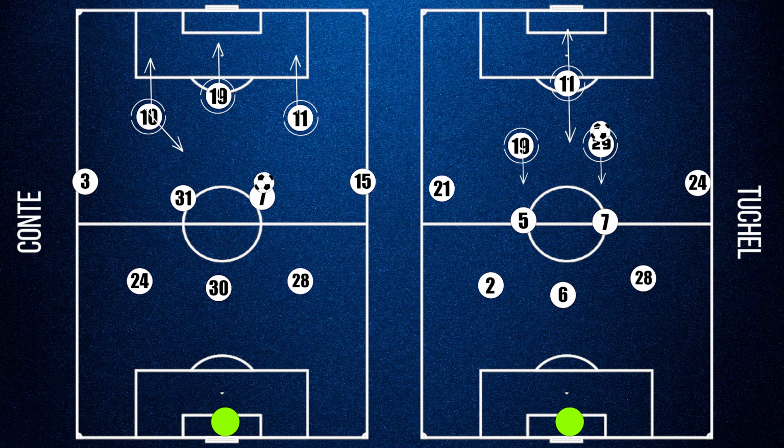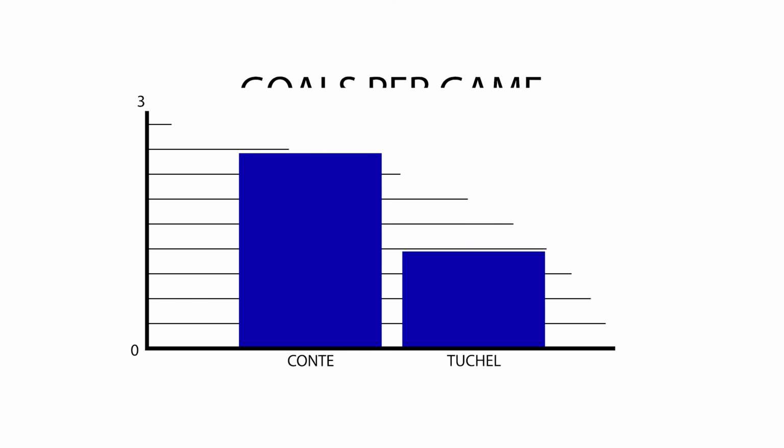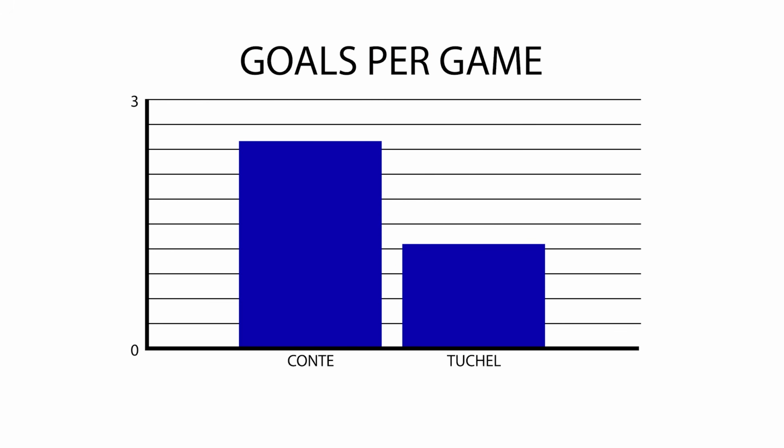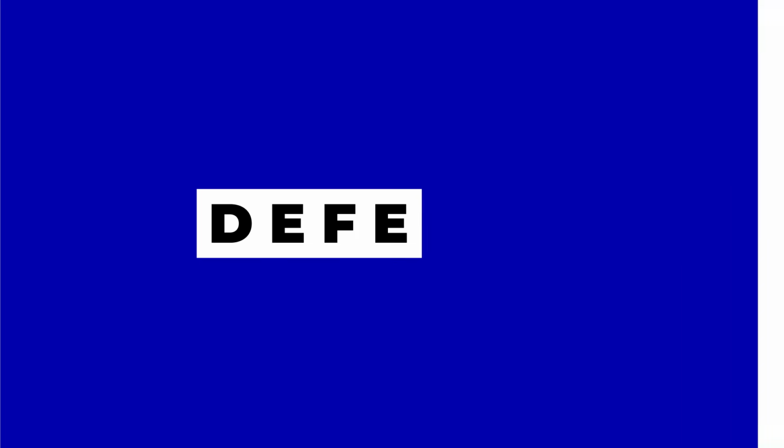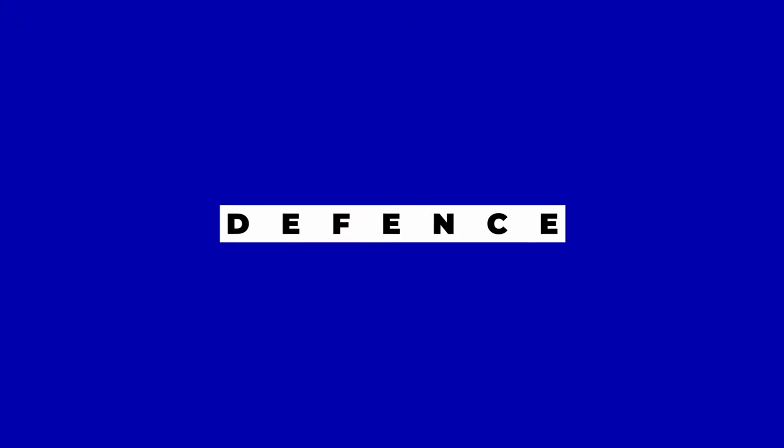But perhaps having so many men who want to come towards the ball rather than run in behind like Conte's has partly led to a more functional attack for Tuchel, with Conte's team averaging 2.5 goals per game compared to Tuchel's 1.26. Let's quickly look at the defense.